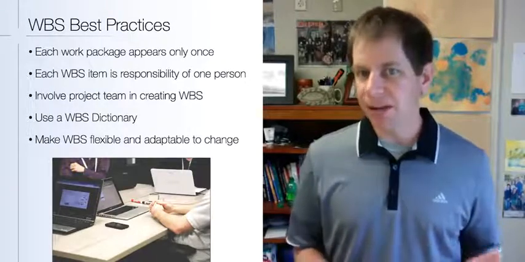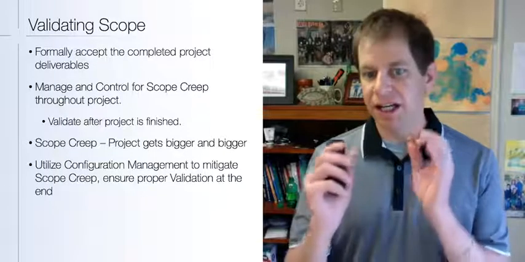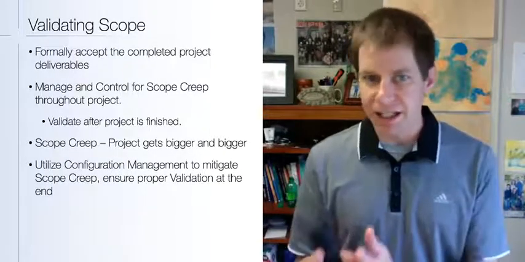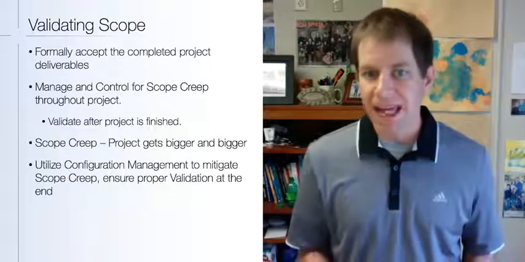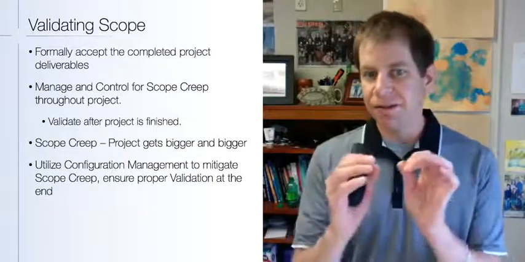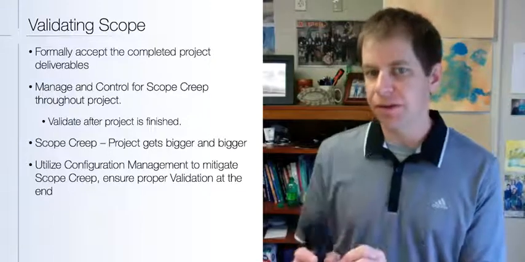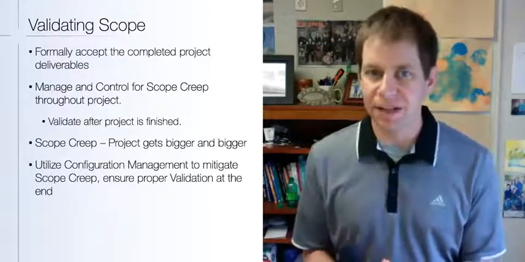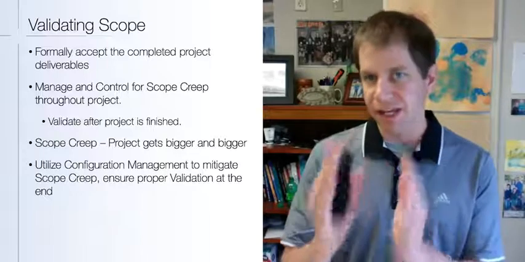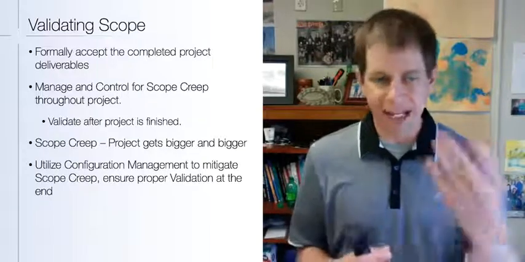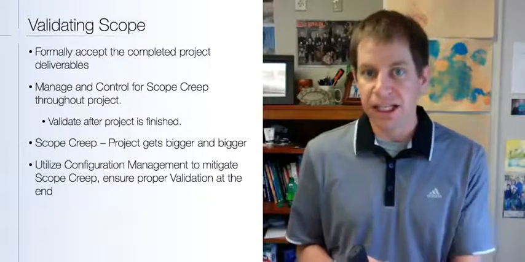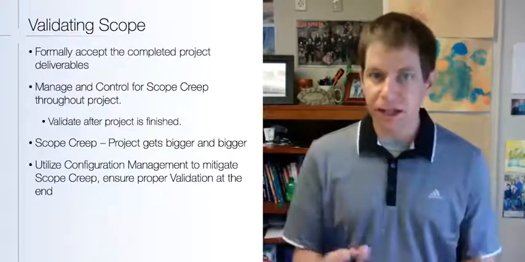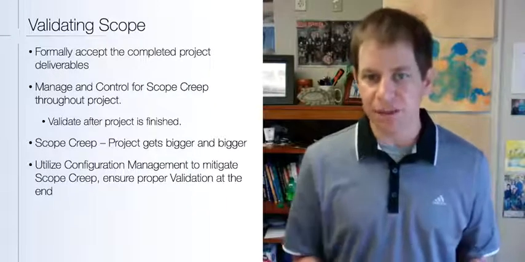So now let's talk about validating scope. This is when the deliverables are formally accepted by the client or the customer. And you have to manage and control for scope creep throughout the project, but then you validate after the project is finished. So this is only something that happens at the very end of the project. When you hand off whatever it is that you've made to the person who you're making it for, you make sure that what you delivered is what they expected.